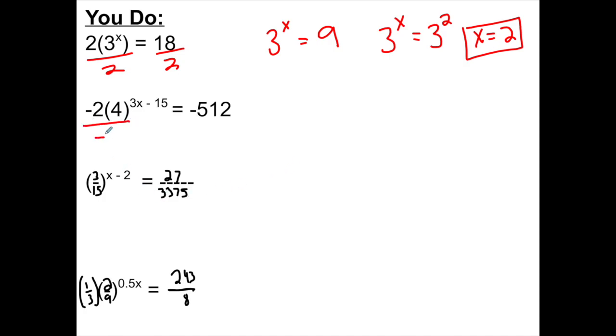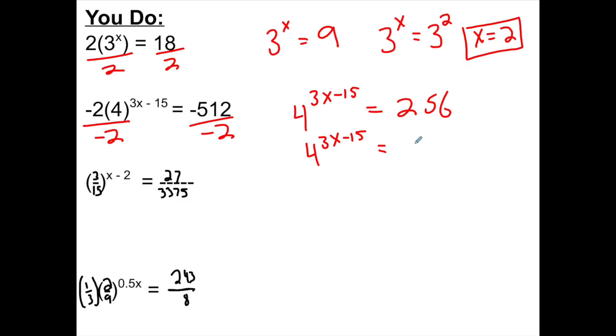Okay, next one, we need to again start by getting the base alone, and in this case it is not. So I have 4 to the 3x minus 15 equals 256. 256 is 4 to the 4. You could play around with powers of 4 and kind of figure that out, or guess and check. So 3x minus 15 is equal to 4. So 3x equals 19. So x is equal to 19 thirds.